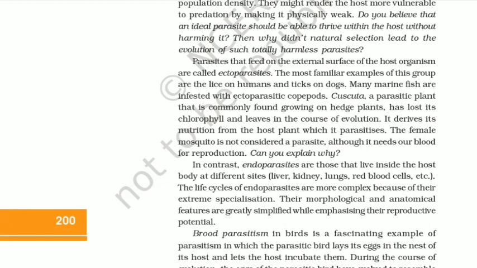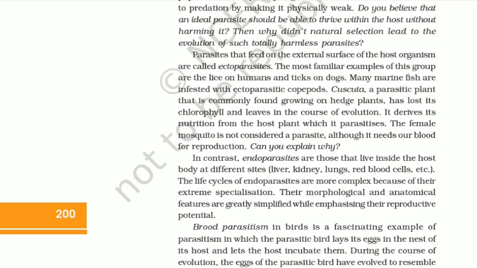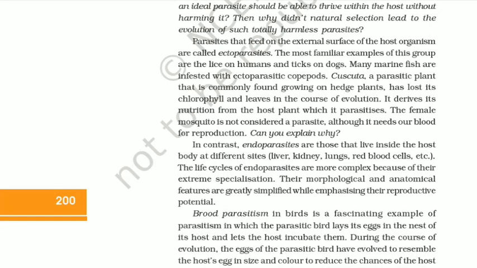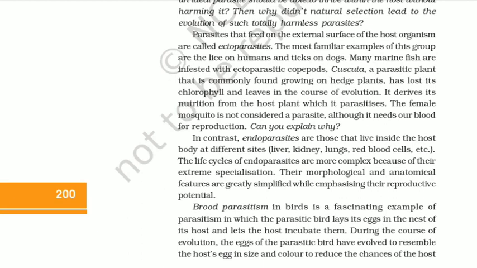Do you believe that an ideal parasite should be able to thrive within the host without harming it? Then why didn't natural selection lead to the evolution of such totally harmless parasites?